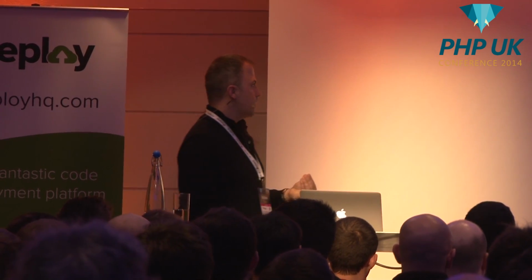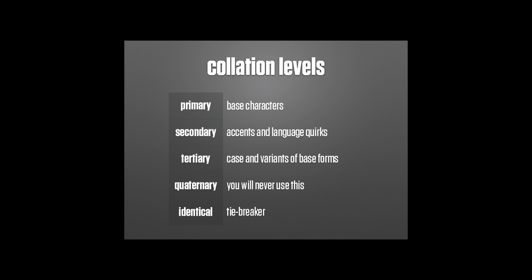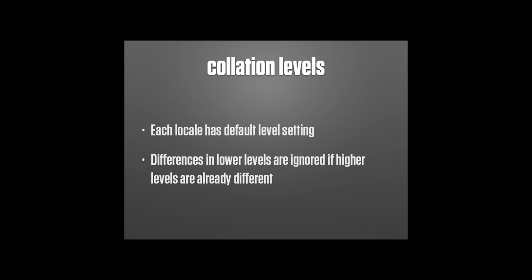So the primary thing to understand about collation is that it has this thing called levels. And there are 5 of them, and they proceed from primary down to the identical. Primary basically means distinguishing base characters. Secondary is accents and some language-specific differences. Tertiary is uppercase, lowercase, and some variants of base characters. Quaternary, you'll never use this. There's no need to know about it. And identical is a tiebreaker, in case it's gone through all of them and it still needs to compare them, then it'll do it on that level. And these are also called strength for some reason.